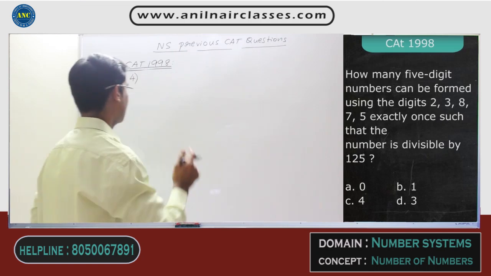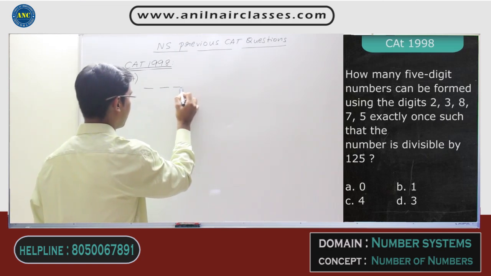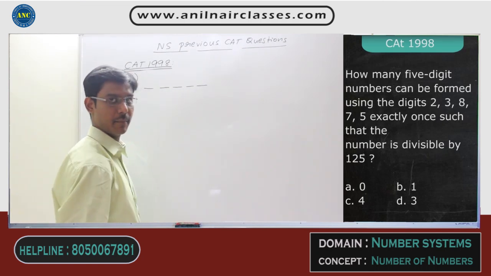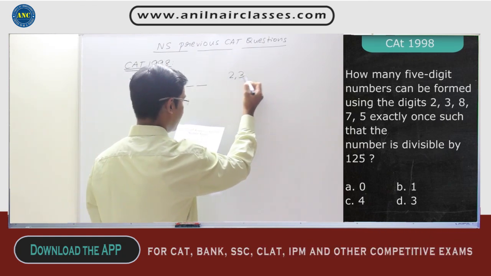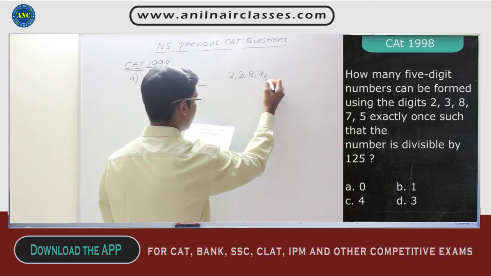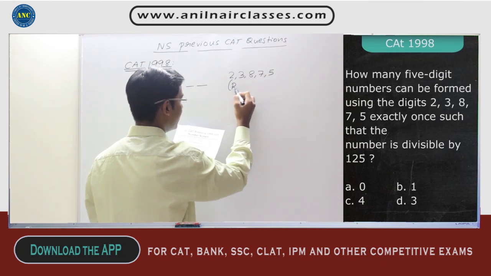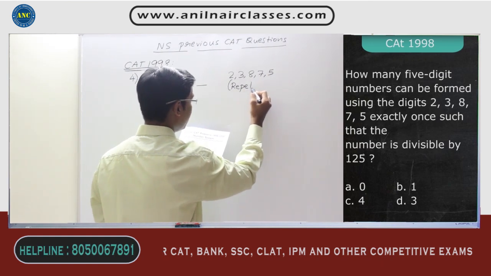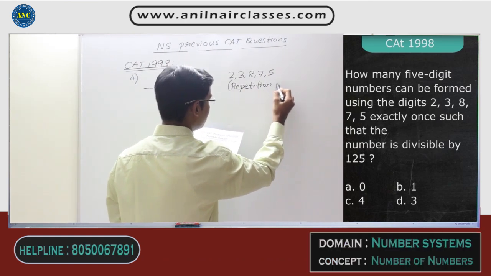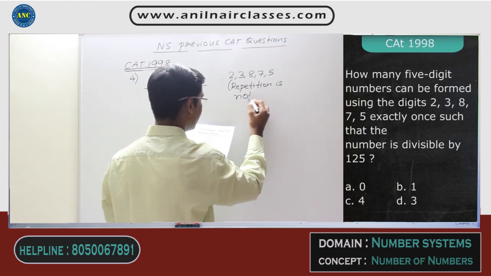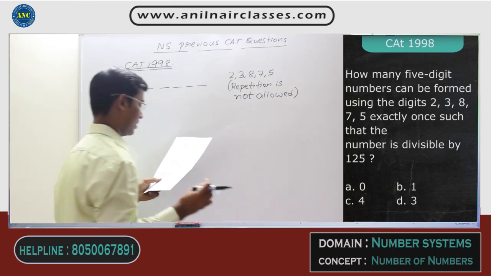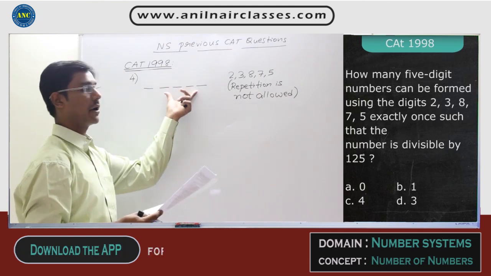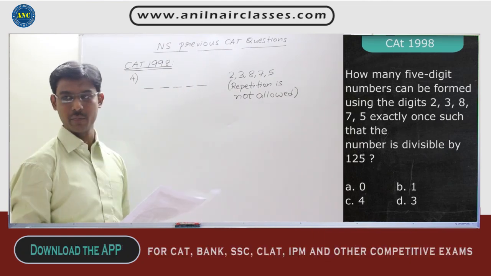Now see here. They are asking you to form a 5-digit number. And they are also telling you that you need to only use these digits 2, 3, 8, 7, 5, and you should not repeat the digits. Repetition is not allowed. They are telling that you should use each exactly once, such that the number is divisible by 125.